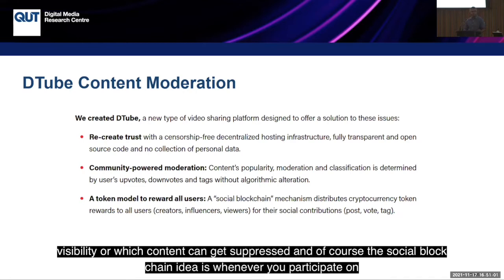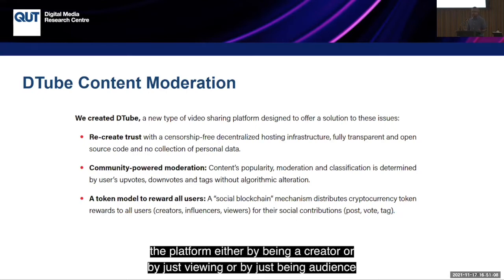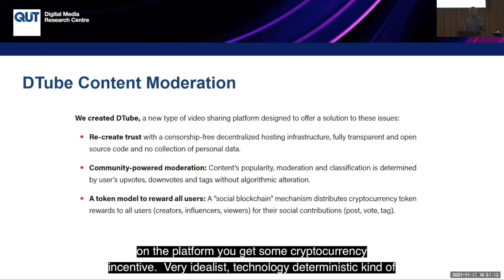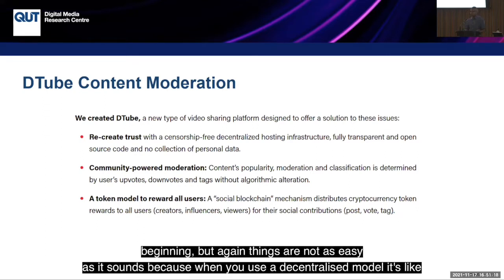And of course, the social blockchain idea is that whenever you participate on the platform, either by being a creator, or by just viewing, or by just being audience on the platform, you get some cryptocurrency incentive. Very idealistic, techno-deterministic kind of beginning, but again, things are not as easy as it sounds.